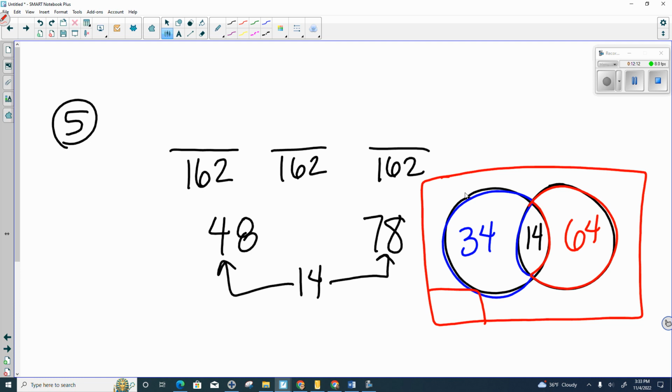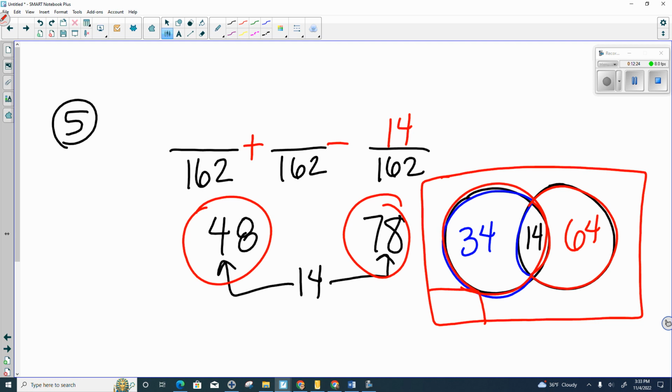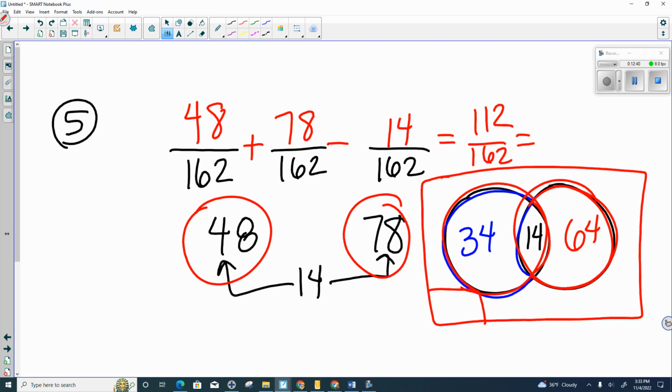Okay, so I'm trying to find this. Is it overlapping? Yes. So I've got to make sure I subtract that overlapping part. Now, they use these big numbers, which includes the 14 twice. So I'm just going to leave them the 48 and the 78. And I'm plugging it into this equation. And I'm going to reduce it. Express your answer as a fraction in the simplest form. I think that's why I did that on my answer key.